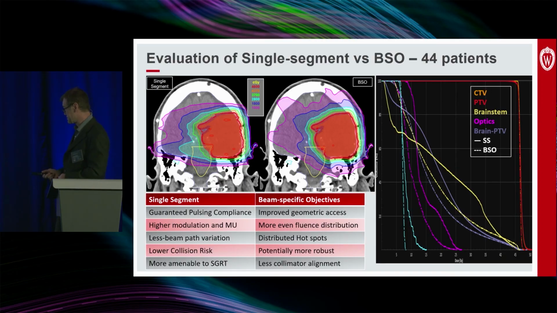The brainstem dose, the solid here is the standard plan, and dotted is the beam specific optimization. You can see that you end up with, as you might expect, more coplanar dose in the brainstem itself, and similarly with the optics and the brain minus PTV end up with a little bit more volumetric dose from the coplanar field, and so the vertex beams enable some of the sparing there.